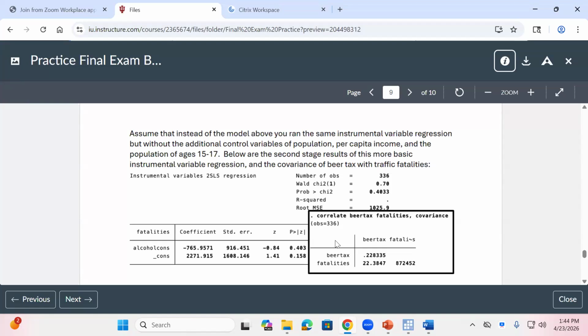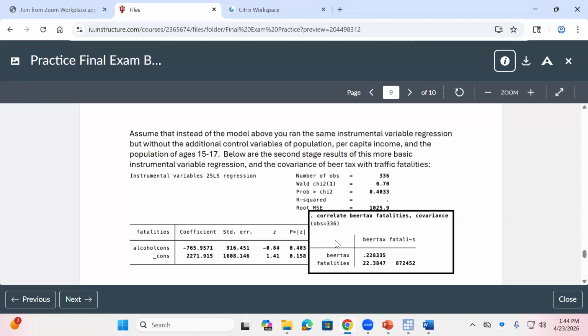So in that practice exam, I gave you what the coefficient estimate was if you did instrumental variables. So you're going to know this. I think if I look back there, and we'll switch back over, but just so I have the value, I think this was like negative 765. I'm rounding a little bit, but about that. Right? I also gave you a covariance matrix that told you the covariance between beer tax or alcohol tax and traffic fatalities. So we'll see where we could get this from the table in a second, but this was 22.4.